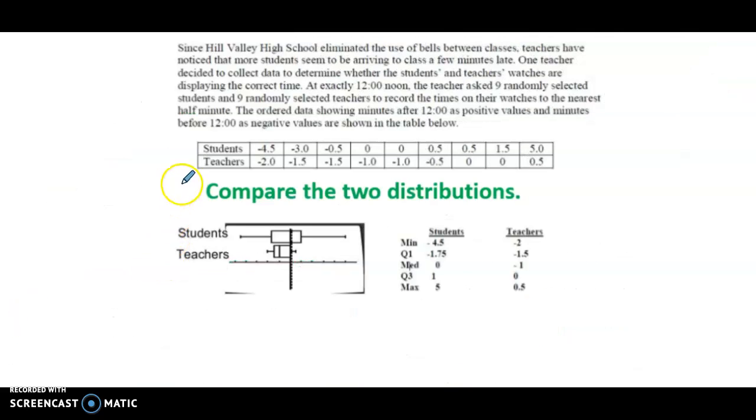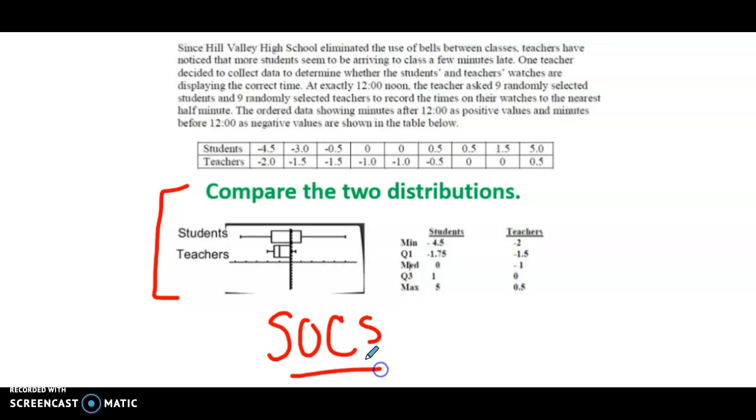All right, now let's take a look at the question that now says compare the two distributions. So I want you to take a minute and think about what comparing the two distributions means. That hopefully popped into your head right away and you said that needs to be SOCS, okay? So you're going to have to remember this, and it is very, very important that whenever you do this, you use comparative language. So let's take a look at what that looks like.